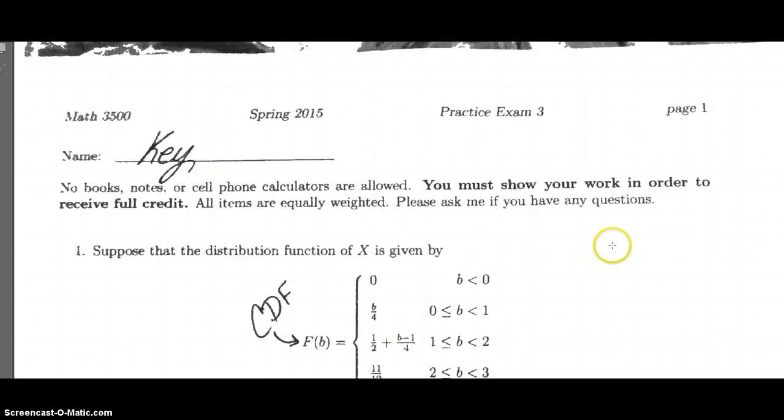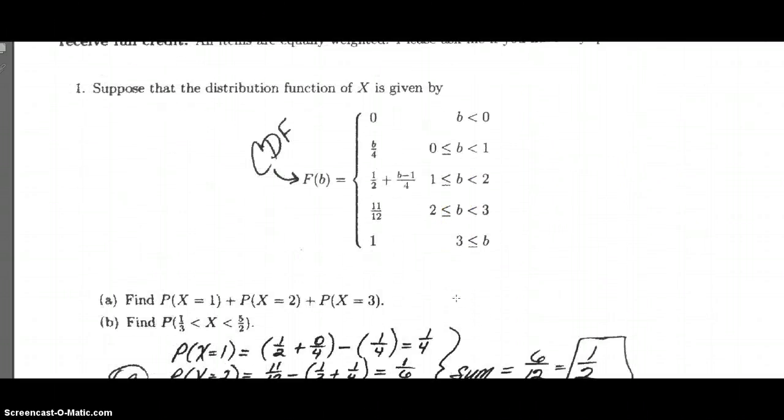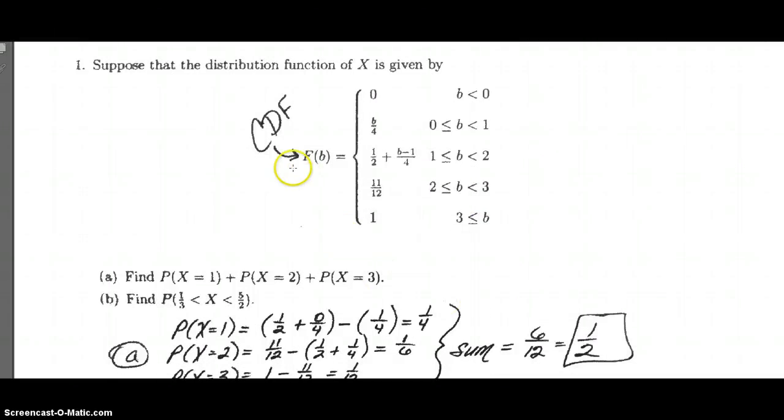Okay, this is the practice exam 3 solutions. Number 1, we have a CDF. Keep in mind, capital F means CDF, which is different than the PMF we're looking at. However, P of x equals 1, P of x equals 2, P of x equals 3, these are all coming from the PMF. So how do we get the PMF when we have the CDF, essentially?